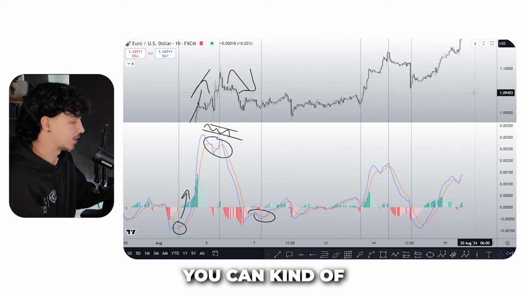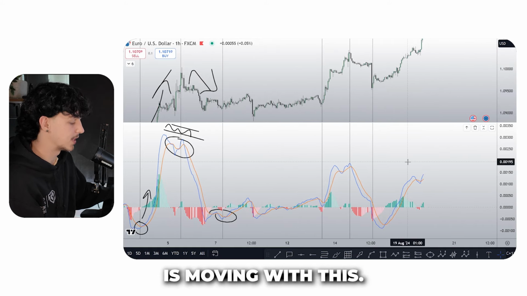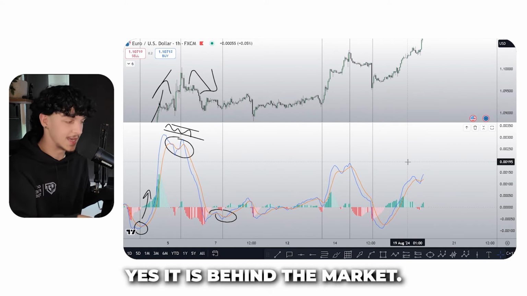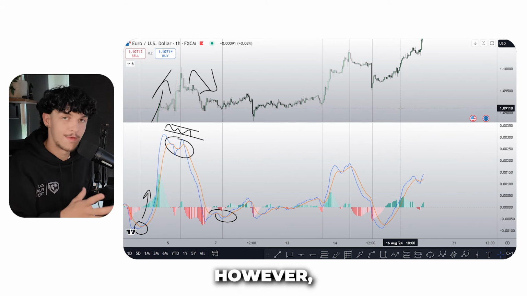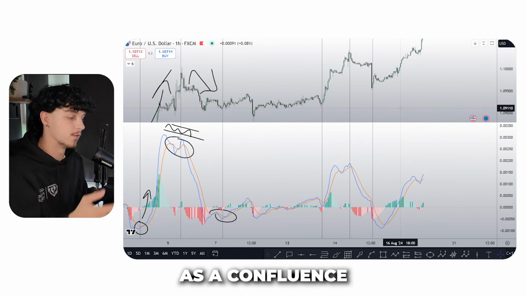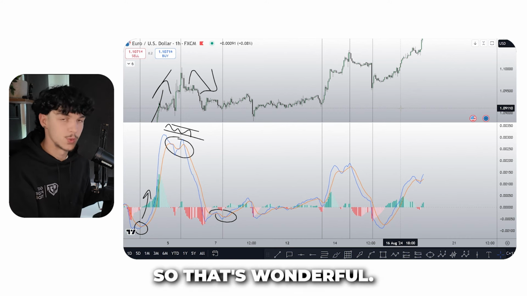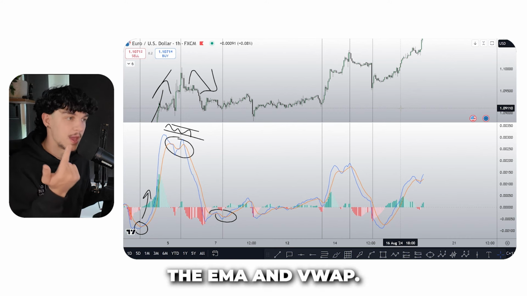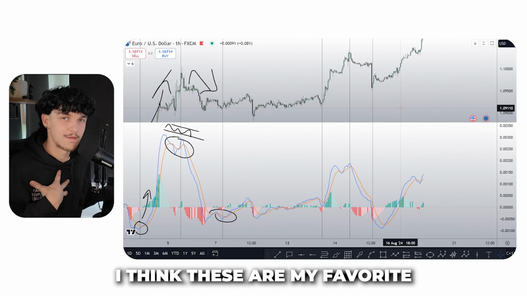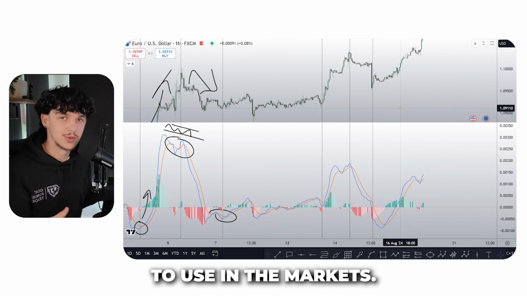If you have a look, you can see that the market is moving with this. And yes, it is lagging. Yes, it is behind the market. However, it can be insanely useful as a confluence if you just want to use it on your TradingView chart when you need it. So that's wonderful. We've gone through MACD, EMA, and VWAP. I think these are my favorite three trading indicators to use in the markets.